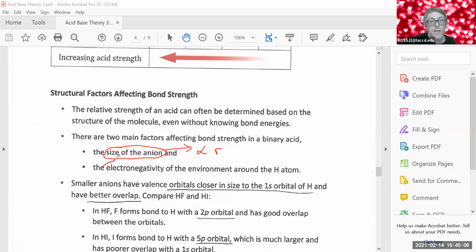Electronegativity, we just had a look at that. That would weaken the bond. So this would increase the polarity of whatever the element is with H and weaken the bond. I think we've just looked at that.